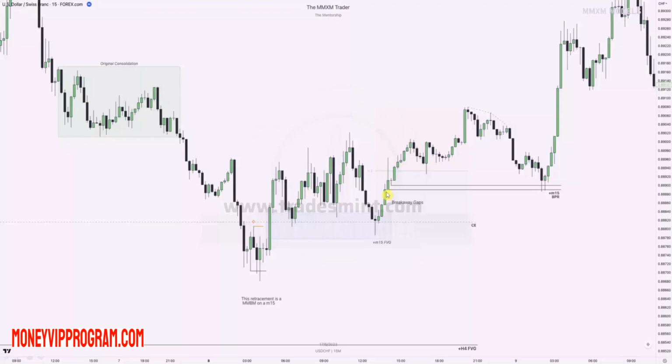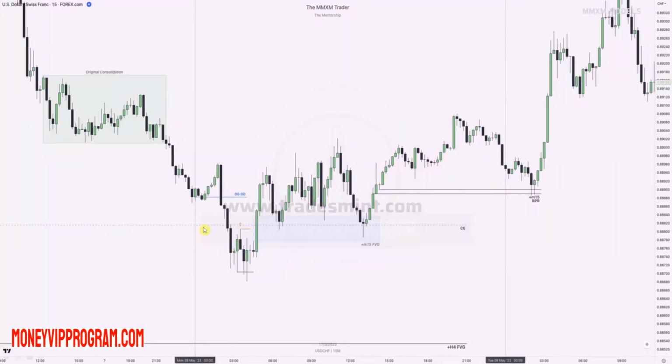And then we've got another breakaway gap. Why? Because we have that PD array, that redelivered, rebalanced PD array, which is a balanced price range. So we have two opportunities to get in on this market maker buy model, and let's see how that looks with the New York midnight open price. So on this day, this is a Monday.